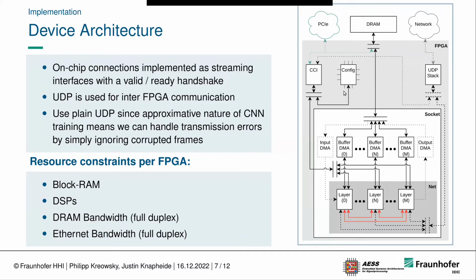We get some resource constraints per FPGA for the later planning stage of the network. So basically we have a maximum number of block RAM, the number of DSPs which we want to exploit, and limited bandwidth in Ethernet and DRAM bandwidth.